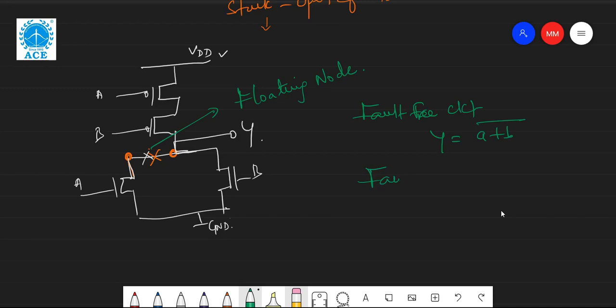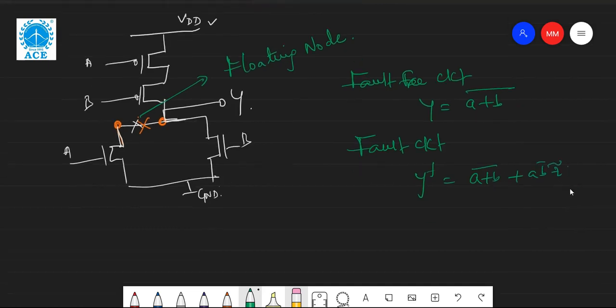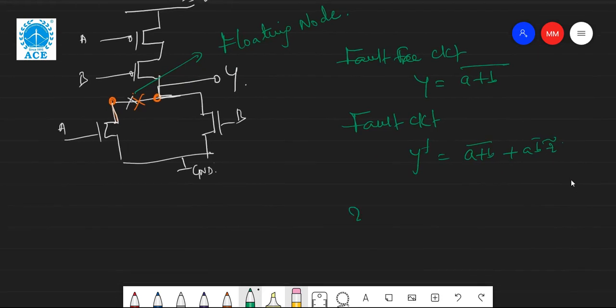Now if we take the faulty circuit, so what is that? Y fault, I'm saying here f. This is A plus B plus A B bar Z. In this case I have taken Z as the previous value. Okay, this value means previous value.